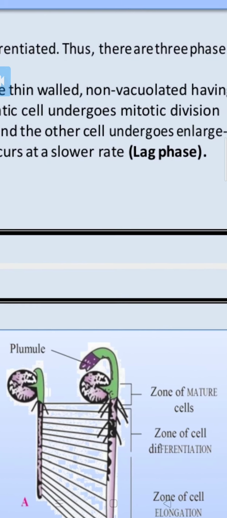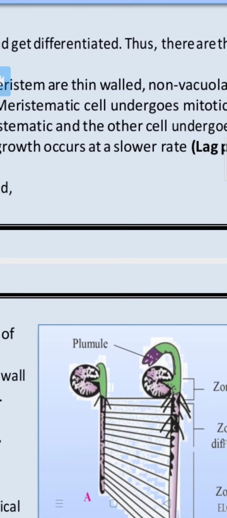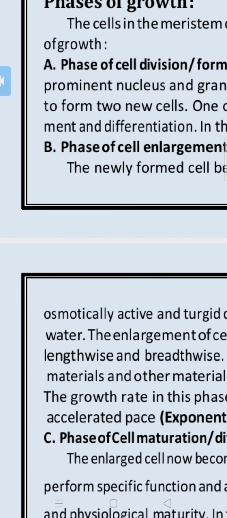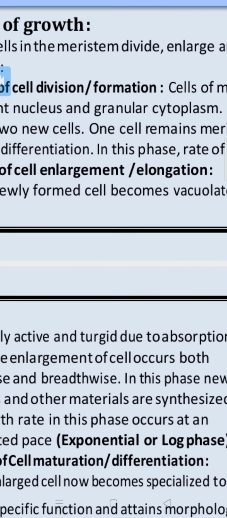Meristematic cell undergoes mitotic division. You know mitotic division. A cell gets divided into double number without reducing the chromosome number in it. Suppose one N cell gets divided by mitotic division, then it will produce two different cells having the chromosome number N in each of it. Okay, it undergoes mitotic division to form two new cells.